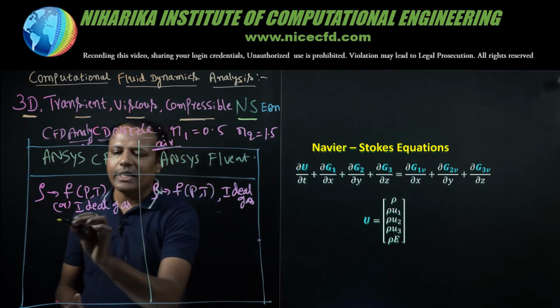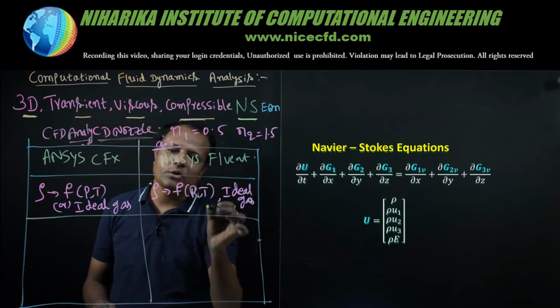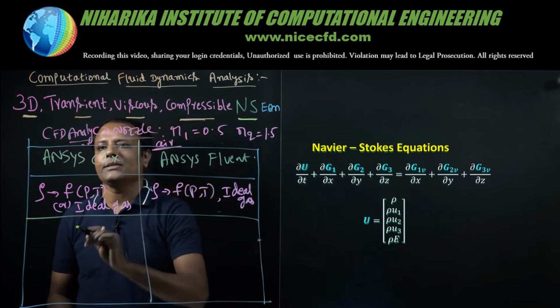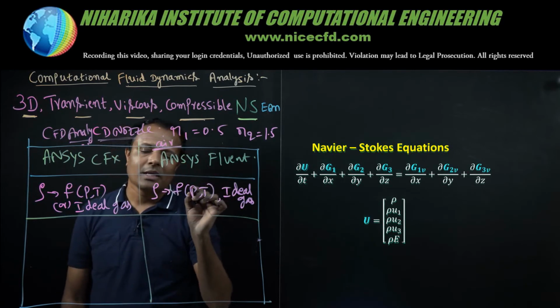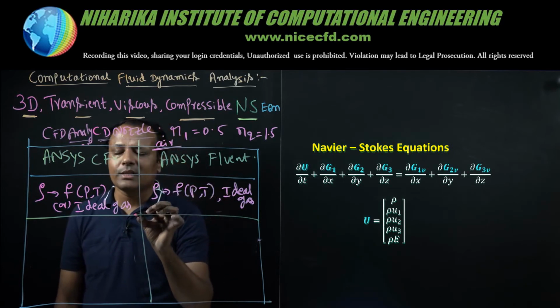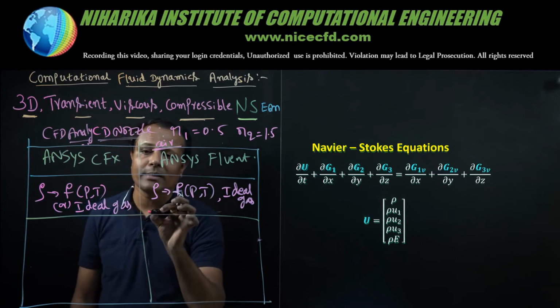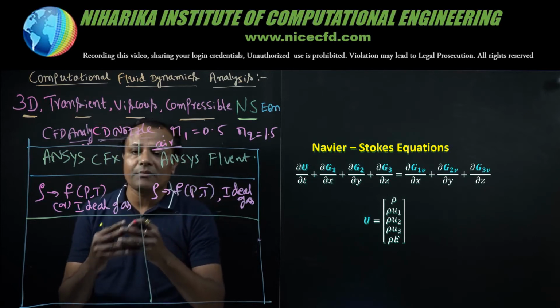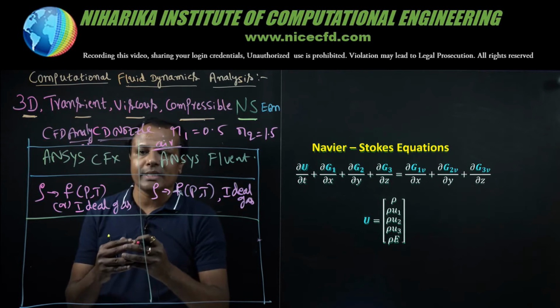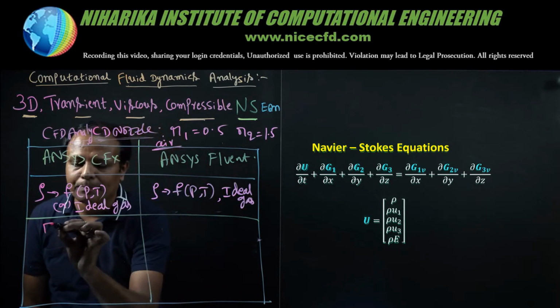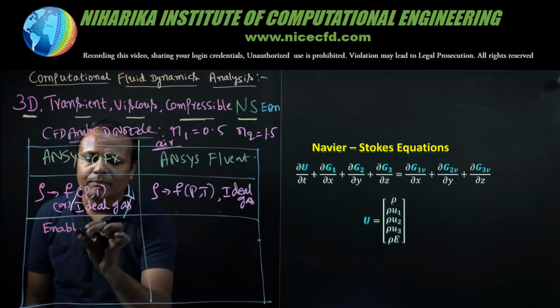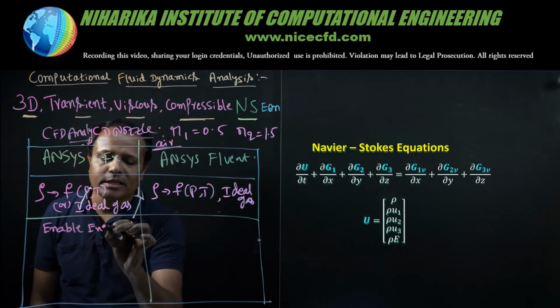Now, the first thing we have to do is model density as an ideal gas. And compressible flow is a combination of fluid dynamics and thermodynamics. The compression itself will generate a source of heat. So the energy equation should be enabled. What is the second thing? Enable energy equation.